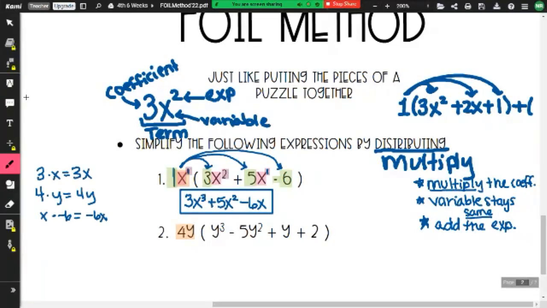negative 6X. There you go. It's also, if you want to apply these rules, let's look here. We have 1x to the power of 1 times negative 6. It would be the same as having x to the power of 0 because there's no x's on that 6. 1 times negative 6, negative 6. 1 plus 0, x stays the same. 1 plus 0 is still 1. Negative 6x to the power of 1. Okay.